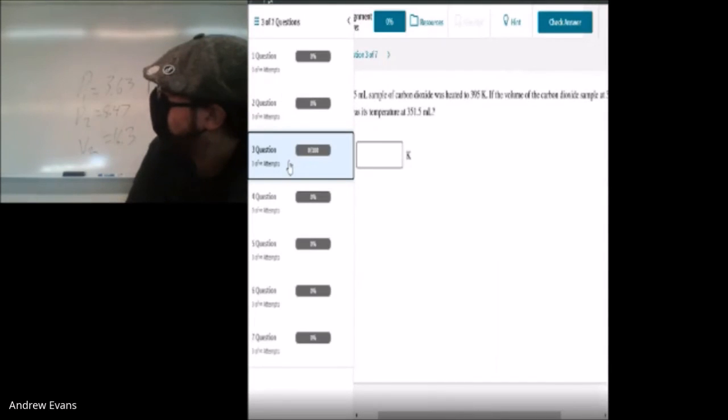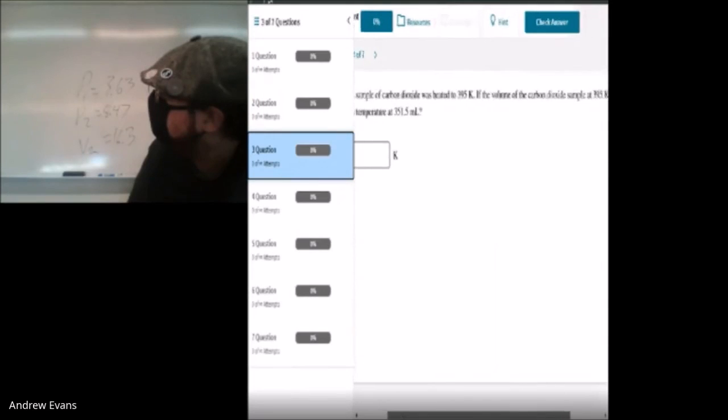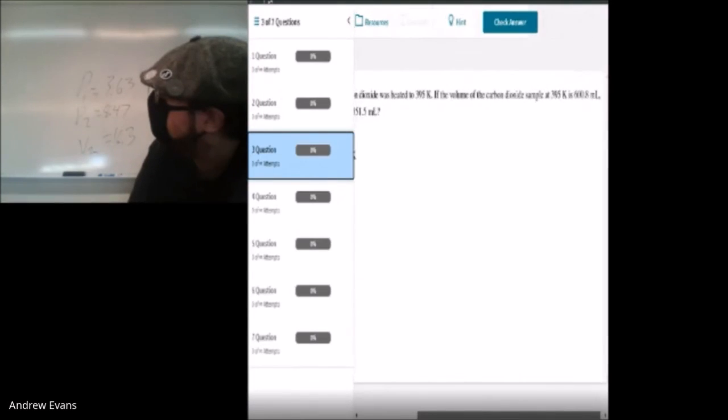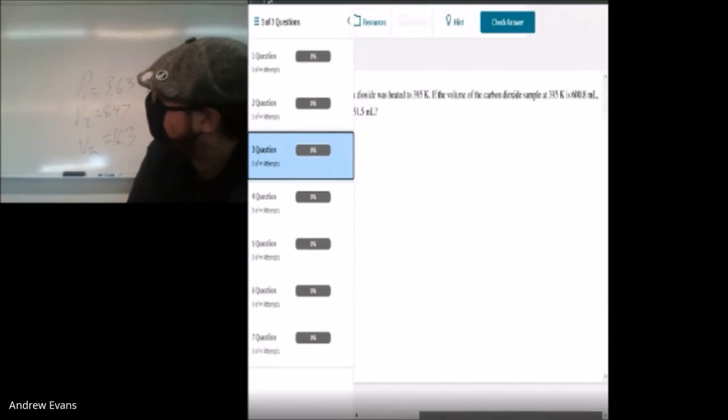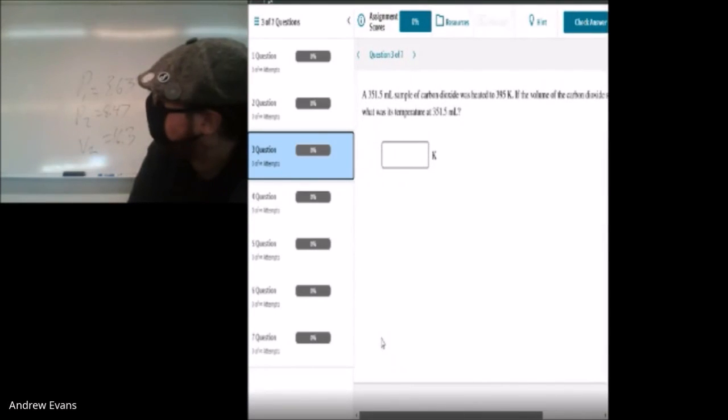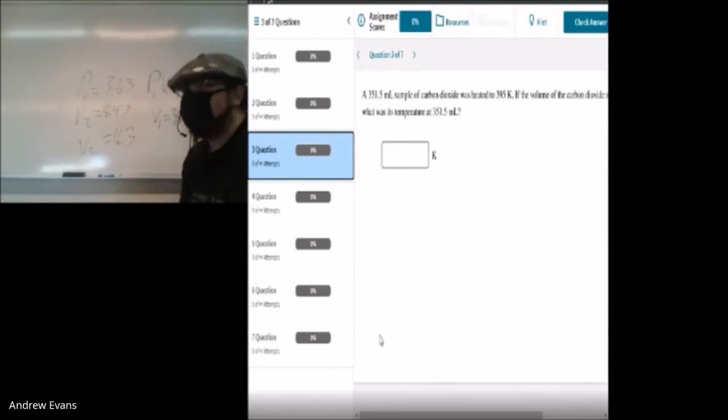Next, 5 mL of carbon dioxide were heated to 395. If the volume of carbon dioxide at 395 is 600.8, what was the original temperature? So we have a volume initial, we have a volume final, we have a temperature final.